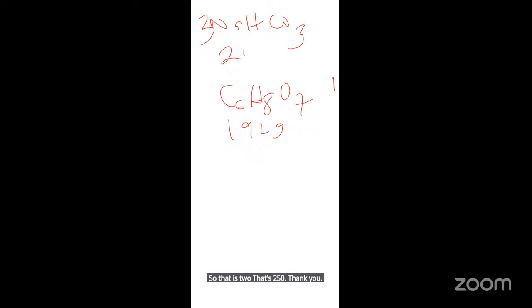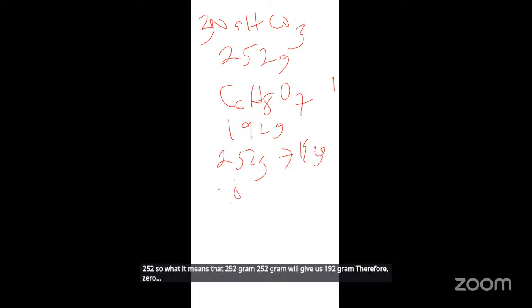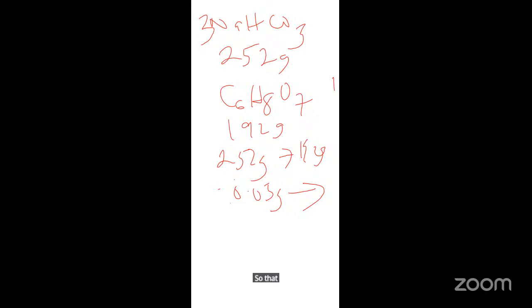So what it means is that 252 grams will give us 192 grams. Therefore, 0.05 grams will give us what? You can now do that calculation. So that is how to answer that question.